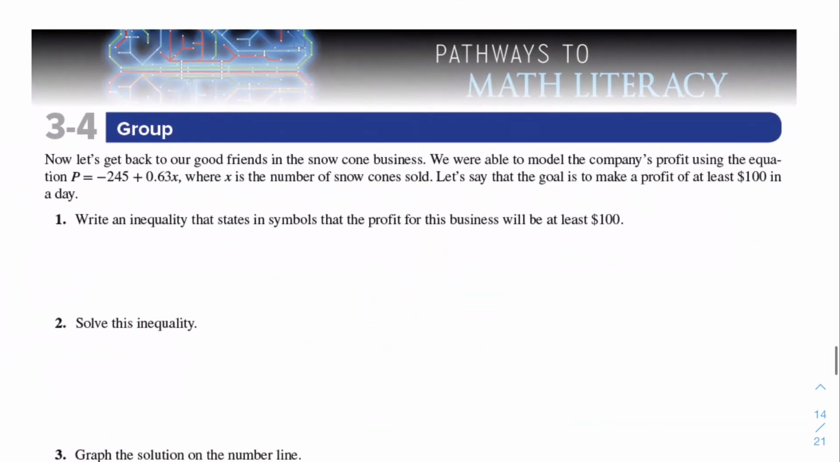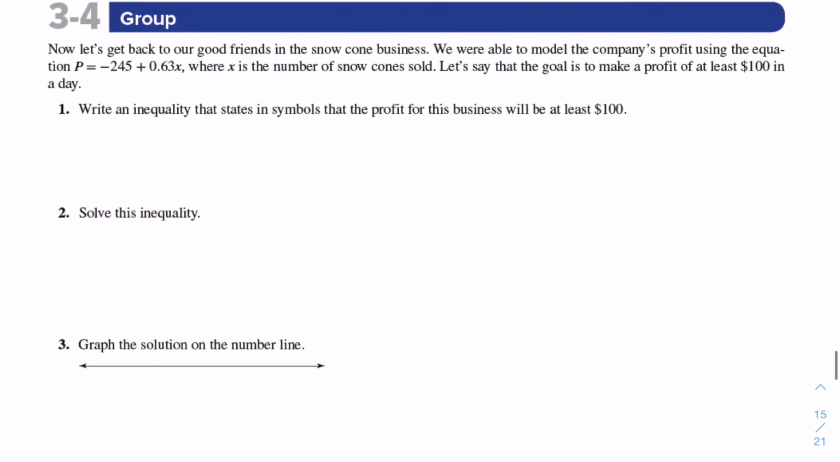So now we're going to go through the group exercises together. We're going to head back to that same old snow cone business. What we were able to come up with last time is our profit function, which is nicely and conveniently given to us right here. Remember your profit: starting out when you sold no snow cones, you had that fixed cost of $245, so you were automatically in the hole -$245. And then every single snow cone you sold, you got a 63-cent increase. So this was the profit function we came up with in the last lesson.